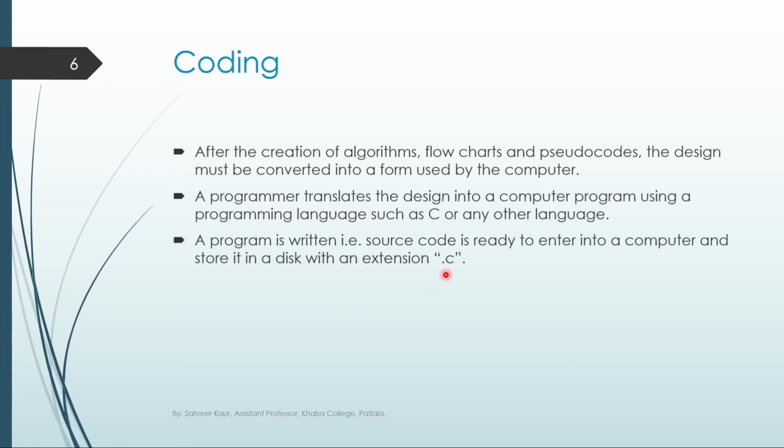For example, if you are writing a program for addition of two numbers, then you will give it a name like add.c or sum.c, and .c is an extension that will identify that it is a program written for the C language.